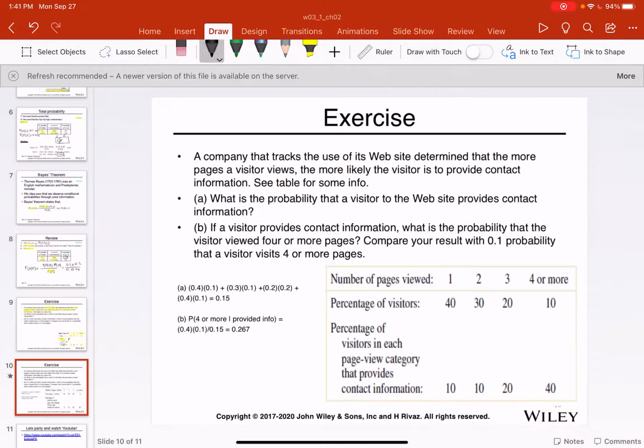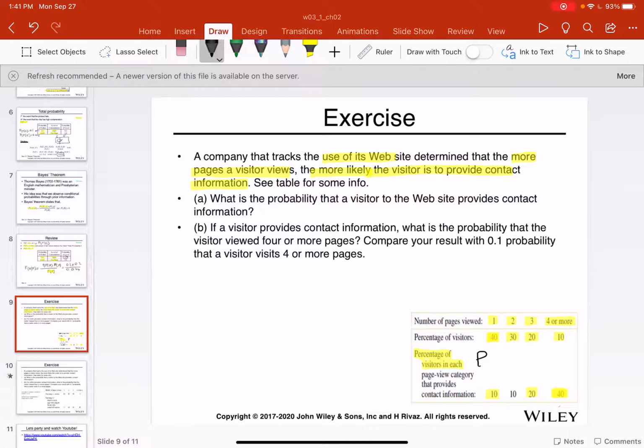I don't know what I denoted this here. Oh, nothing. So we can denote providing information as P, right? So you provide information, given one page, that is 0.1, right? And that is this number, right? So this is very important.